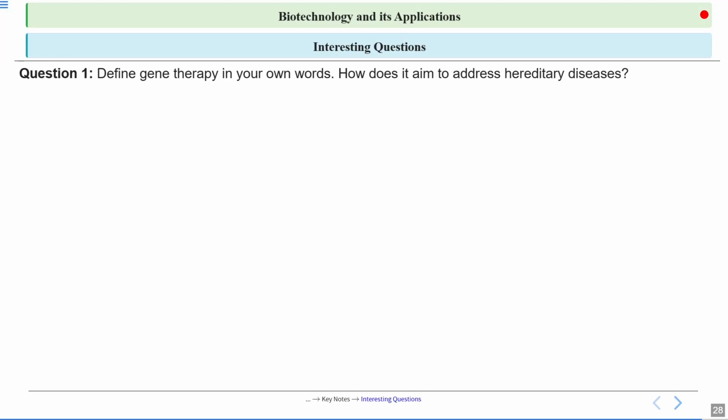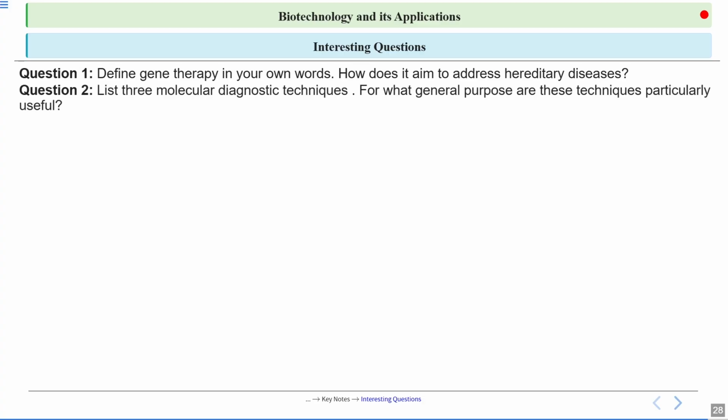So these are the interesting questions that you guys are going to solve yourself. First question says, you have to define gene therapy in your own words, and how does it aim to address hereditary disease? Then you have to list 3 molecular diagnostic techniques which we have also studied. For what general purpose are these techniques particularly useful?